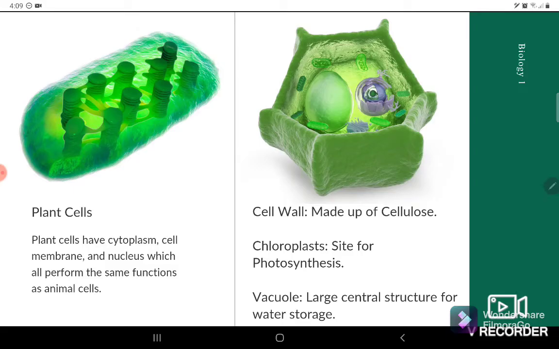organelles that are only present in plants and not found in animal cells. For example, we have here the cell wall, which is made up of cellulose. Cellulose is a complex sugar that is the main composition of the plant cell wall. And this cell wall protects the cell membrane of the plants and the inner parts of the cell. Next, we also have the chloroplast, which is the site for photosynthesis.